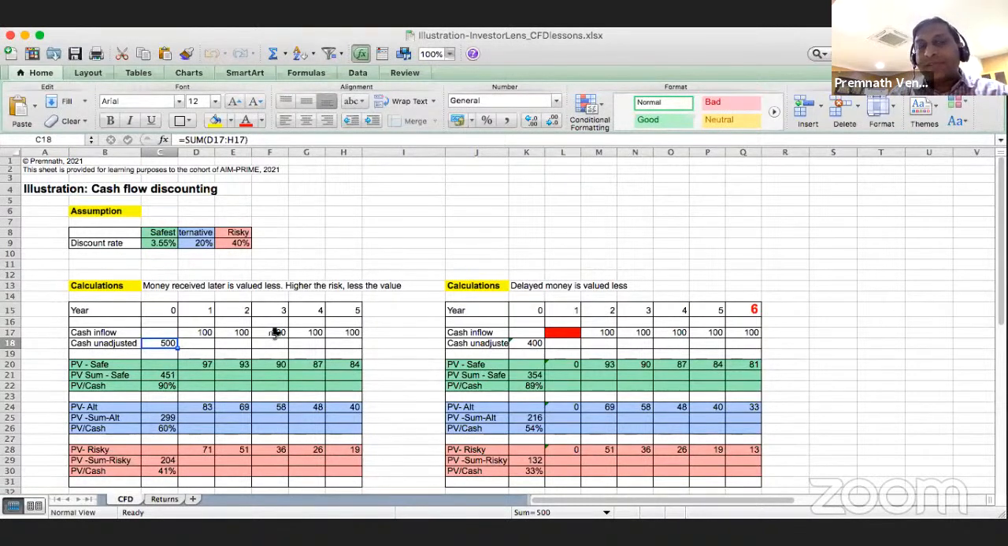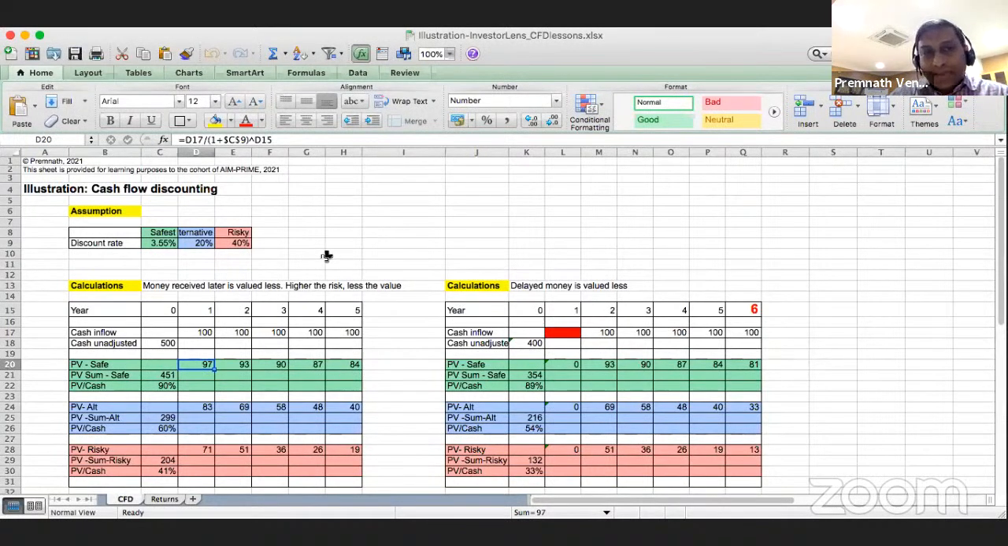So I take the safest investment you could have made. Let's say this 100 rupees you were to put in a government of India bond, and it's at about 3.55%, let's say the interest rate. In which case I can calculate the present value of this 100 rupees. So this 100 rupees after year one is worth 97 rupees only, because it has been divided by that 1 plus 3.55%.